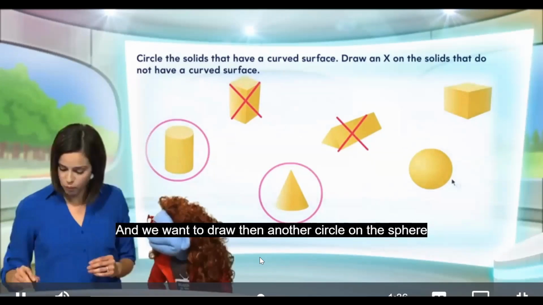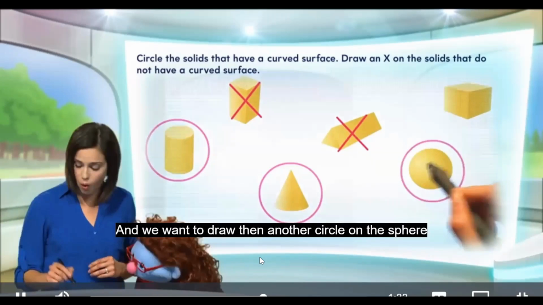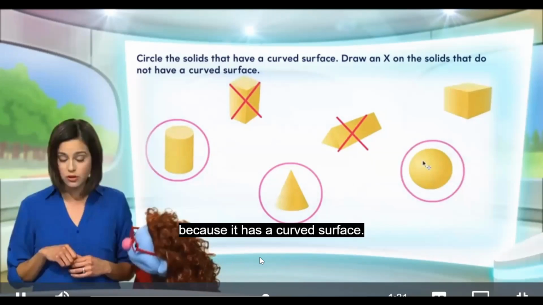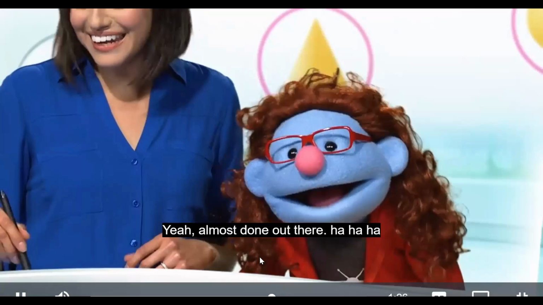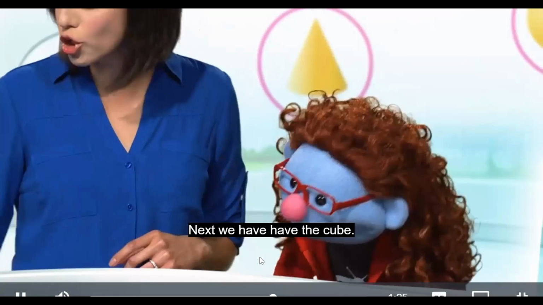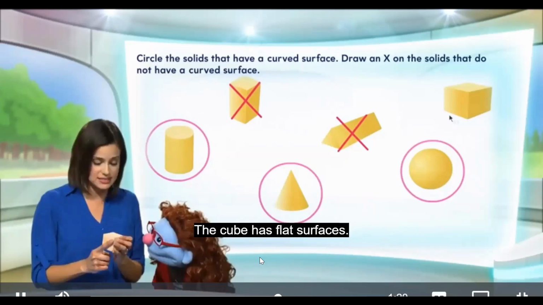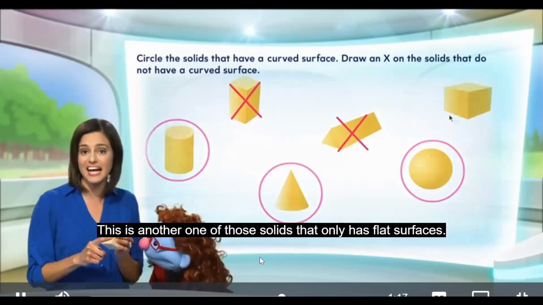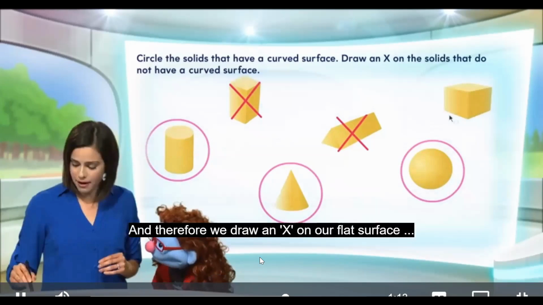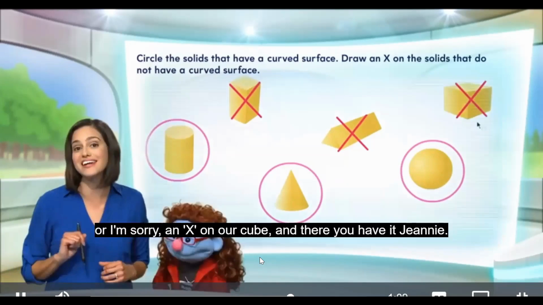And we want to draw then another circle on the sphere because it has a curved surface. We're almost done. Next, we have the cube. The cube has flat surfaces. This is another one of those solids that only has flat surfaces. And therefore, we draw an X on our cube.